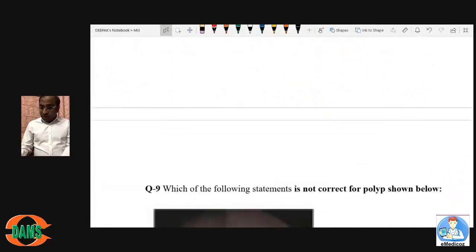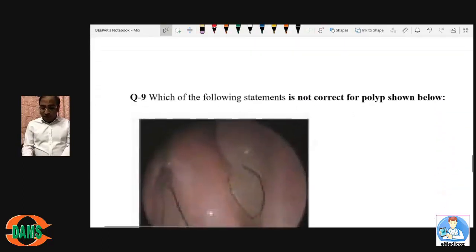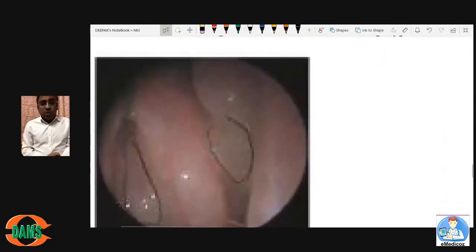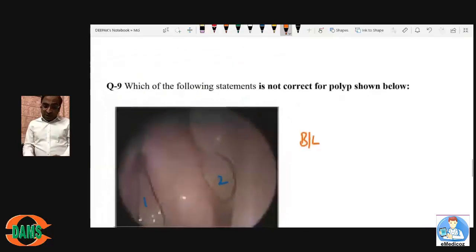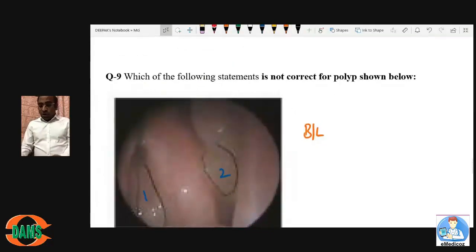Which of the following statements is not correct about the polyp? Now, first of all, just see what I am showing you. I am showing you two polyps, bilateral polyps. So first of all, make a concept. What is a bilateral polyp? If you see bilateral polyps in the nasal cavity on endoscopy, just remember this point: they are model polyps.